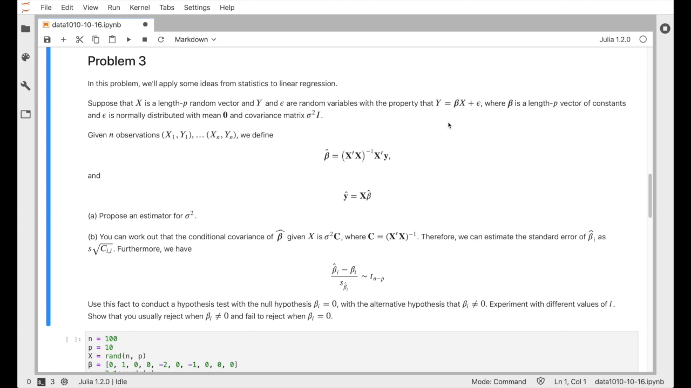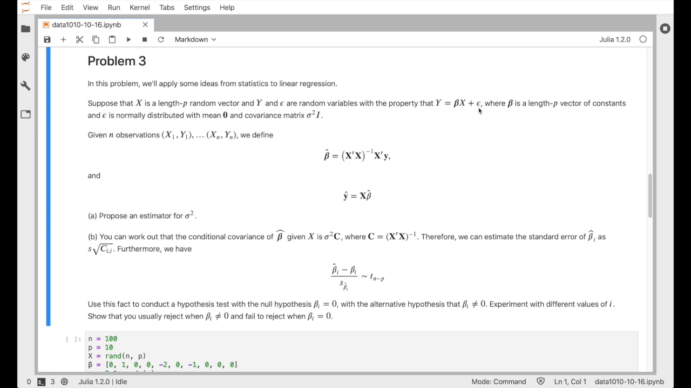And we assume for purposes of this model that epsilon is normally distributed with mean 0 and a covariance matrix of sigma squared times the identity. So in other words, the observations are independent, and for each observation, epsilon is a mean 0 normal random variable with variance sigma squared. So epsilon is sort of measuring how much above and below the actual line y is.